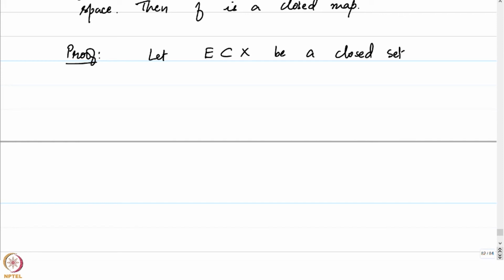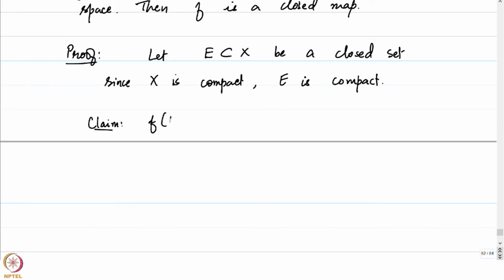Suppose E contained in X is a closed set. What do we know about closed subsets of a compact metric space? Since X is compact, a closed subset of a compact metric space is also compact. And now a claim, which maybe I should leave as an exercise: a continuous mapping always takes compact sets to compact sets. F of E is compact.